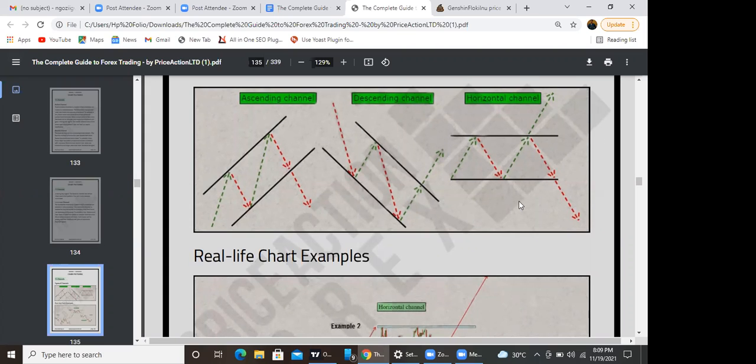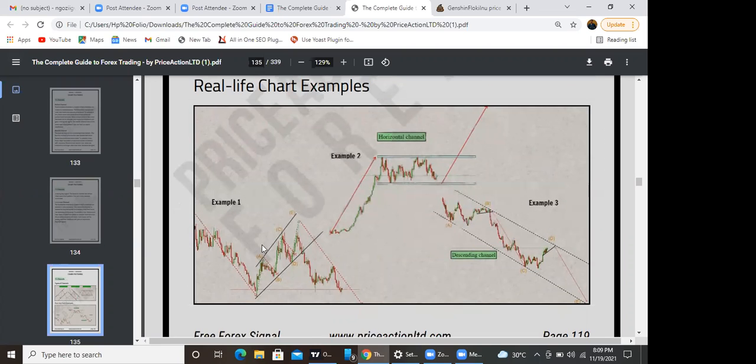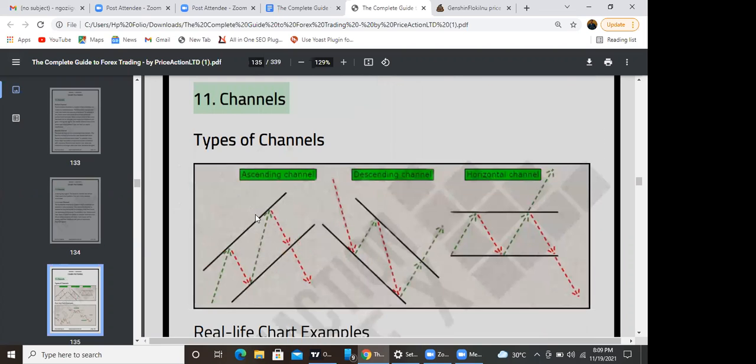Let's show you an example. This is an example of a real life chart. All right. Now, if you look at this ascending channel, sorry, this pattern.